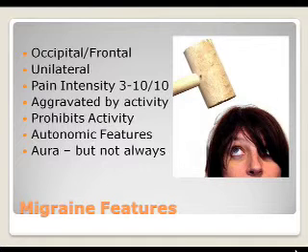Auras are basically flashing lights. They can show up in a lot of different ways. They can show up as kind of a tunnel vision or as little blots that show up in your field of vision. This is something that you don't have to have, but it is pretty common with certain migraines.